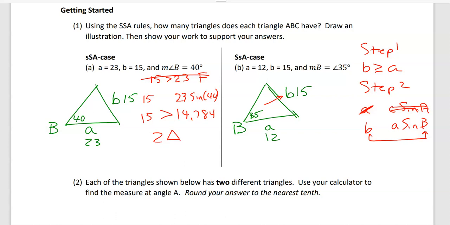In the second example, we have 15 is greater than 12. That's a true statement, so there is exactly one triangle. Whatever number is opposite the angle is the first number in our inequality, compared to the other number. If it's greater, one triangle. If it's not greater, then we have to use our sine rule.